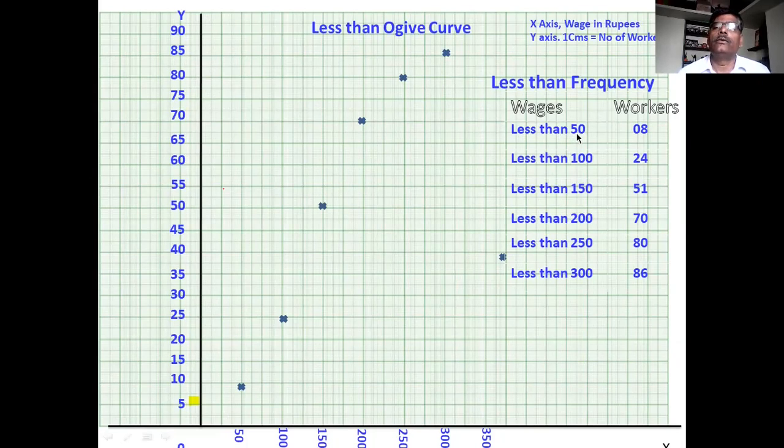50 is the value. Like this, we have to put the points. Then you join these points with a freehand curve. This is the line I drew. Like this, you draw this line. This line is called the less than ogive curve. With the help of this ogive curve, you can calculate the median.